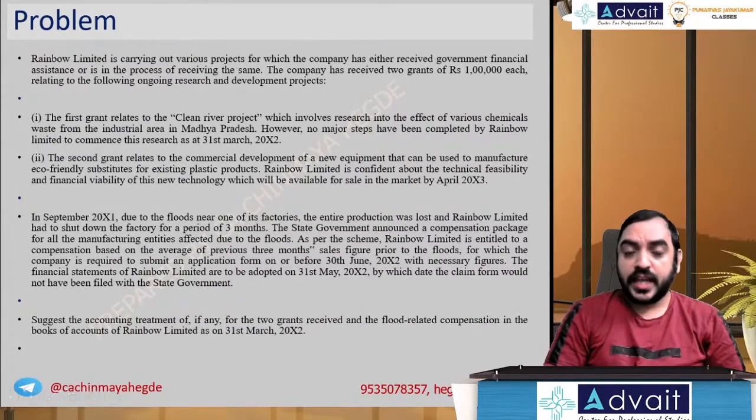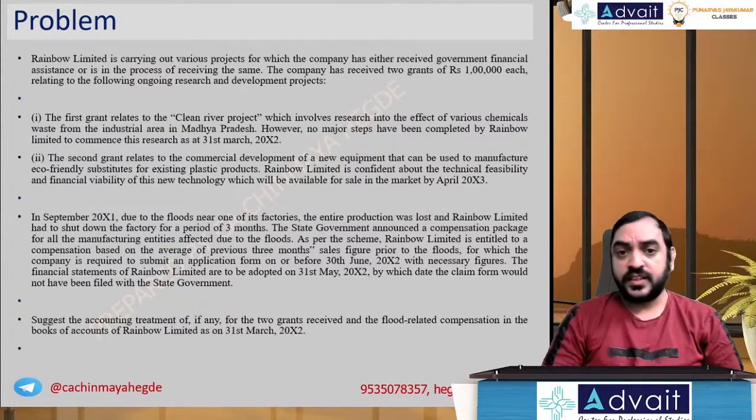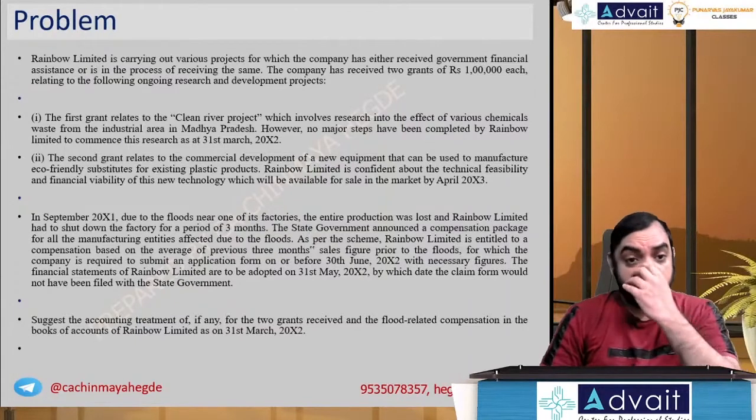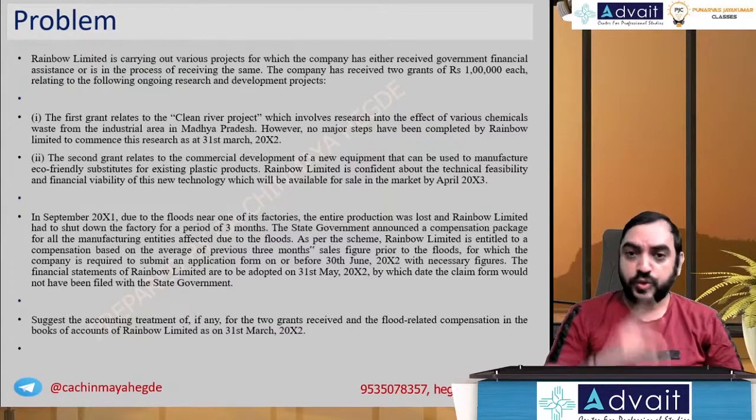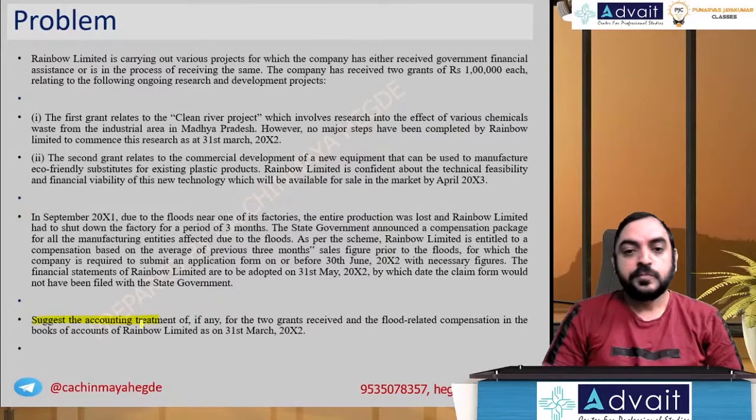Rainbow Limited is carrying out various projects for which the company has either received government grant or financial assistance, or is in the process of receiving the same. The company has received two grants of rupees 1 lakh each relating to the following ongoing research and development projects. So two grants are received. Basically, we should suggest the accounting treatment.